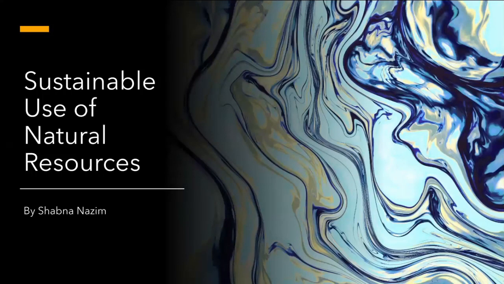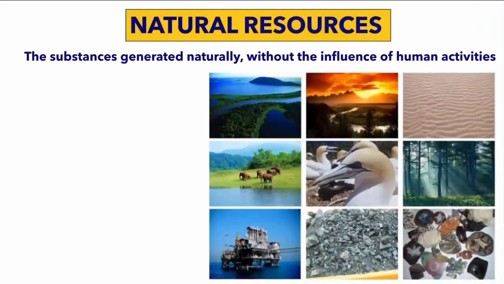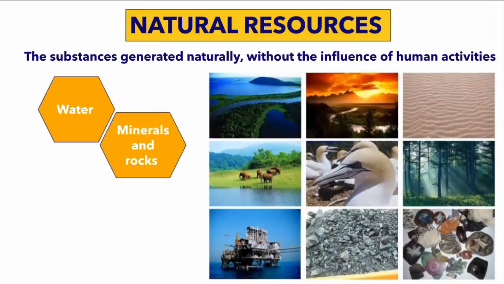Chapter 19, Sustainable Use of Natural Resources. Natural resources are the substances generated naturally without the influence of human activities. There are some basic natural resources: water, minerals and rocks, plants, and timber.